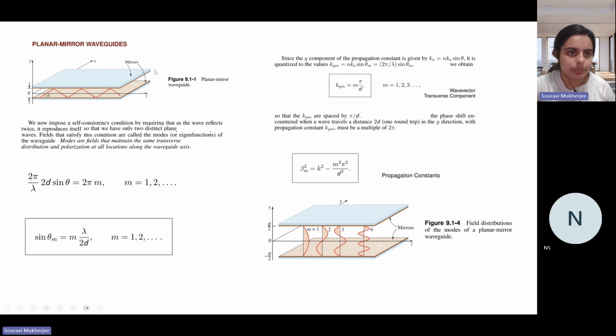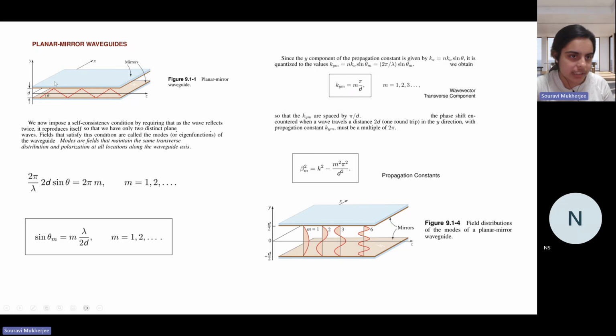So this is for a planar mirror waveguide, where there are reflections from all these ends. And here what we consider is that there will be a pi phase difference whenever there is a reflection here and here. So at each reflection, a pi phase difference comes up, and so there will be a 2 pi phase difference at this point.